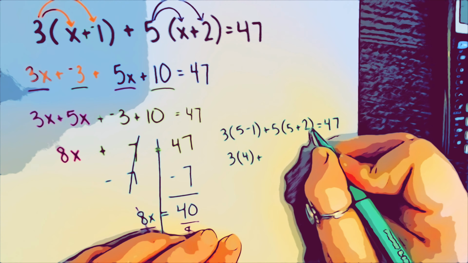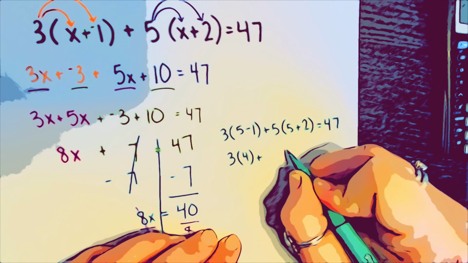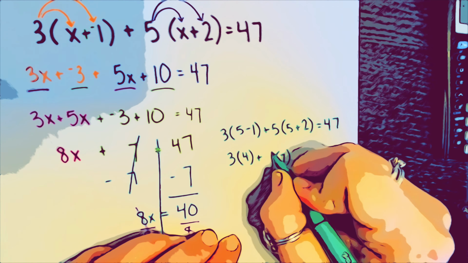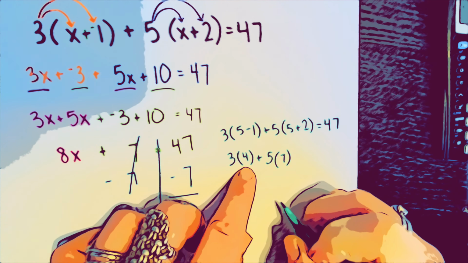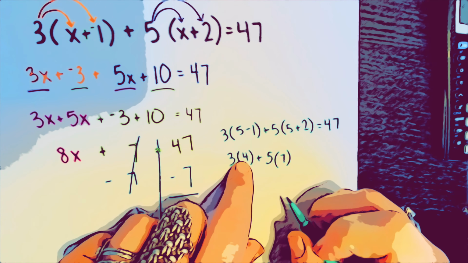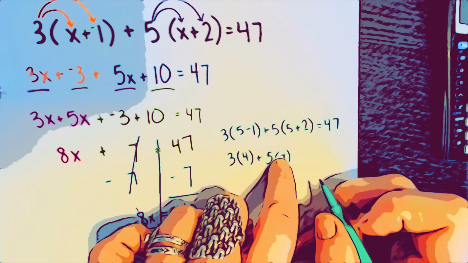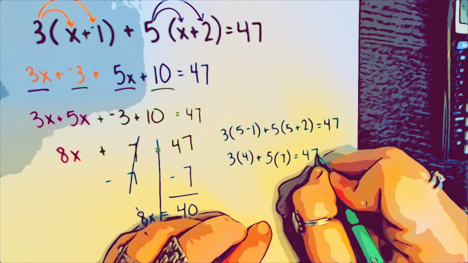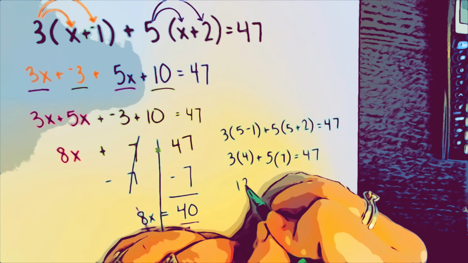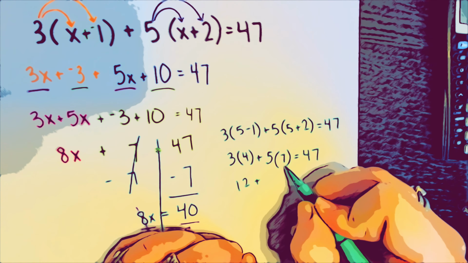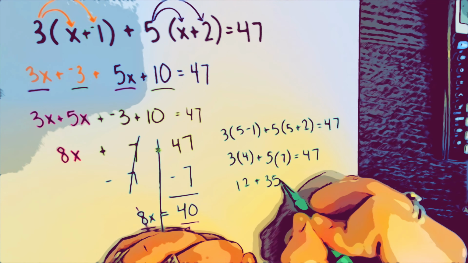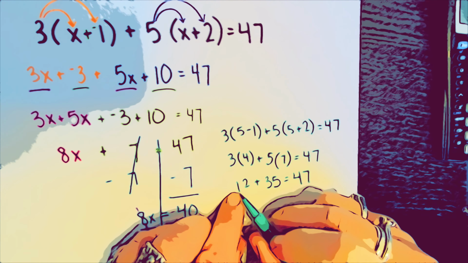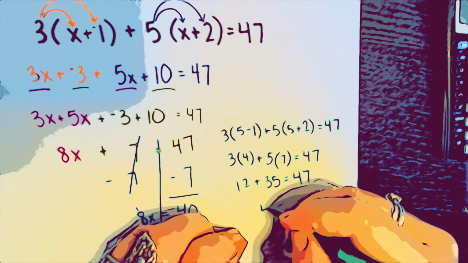And then I'm going to take care of what's inside of these parentheses here: 5 plus 2 is 7. Bring down my 5 right here. See what we have going on? We said 5 minus 1 is 4. 5 plus 2 is 7. We bring down everything else that's around it. So 3 times 4 is 12. Plus 5 times 7 is 35. Equals 47. 35, 45, 46, 47.